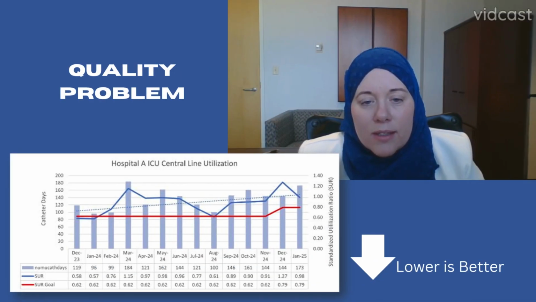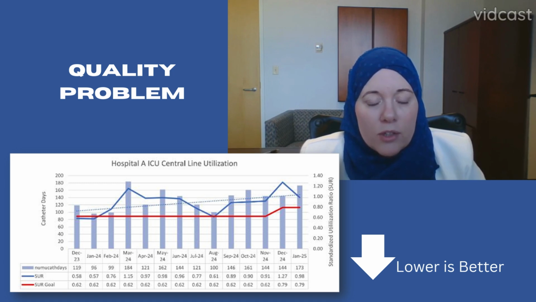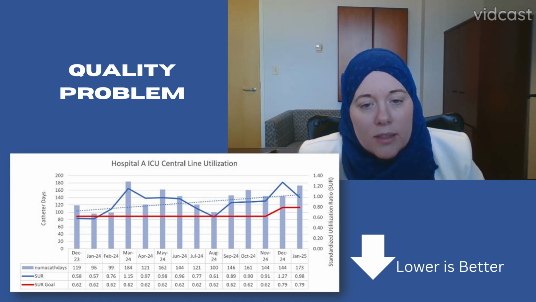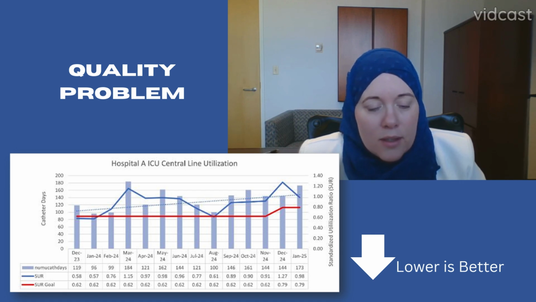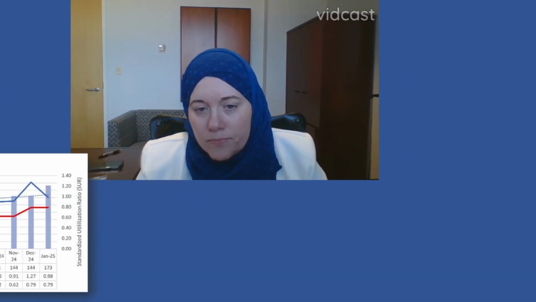And we know that looking at this chart that shows us the standard utilization ratio, the SUR, for central lines has been worse than the NHSN median, that's the goal in the red line, for an extended amount of time. Now, while this unit has not had infections in the past year related to central lines, this was placing our patients at risk. In fact, we had more devices than the NHSN median, according to the nation.